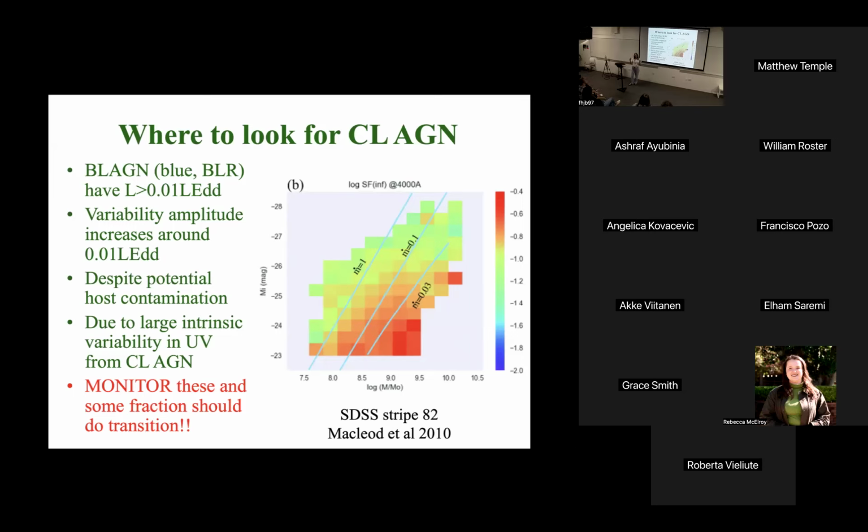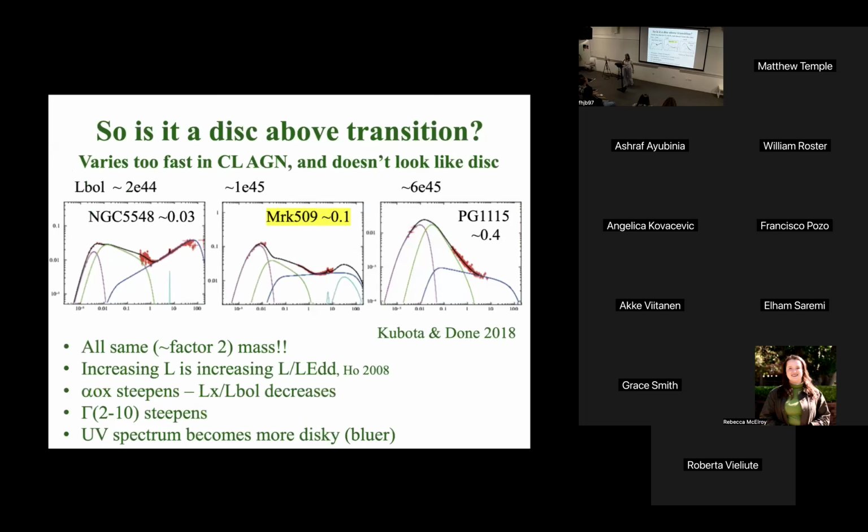So if we want to go look for changing-look AGN, then monitoring these low Eddington fraction broad-line AGN, at some point they'll probably just go up, go down, go up, go down, and slide over the changing-look transition. So monitoring a sample of these and looking for features in their variability that tell us about this different state coming in, that would be really interesting.